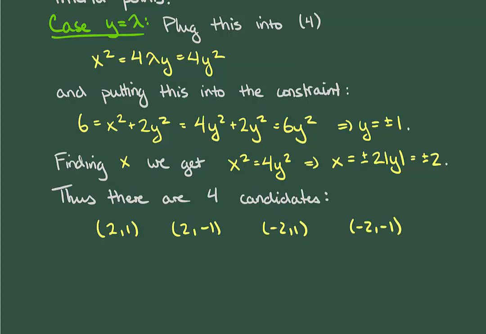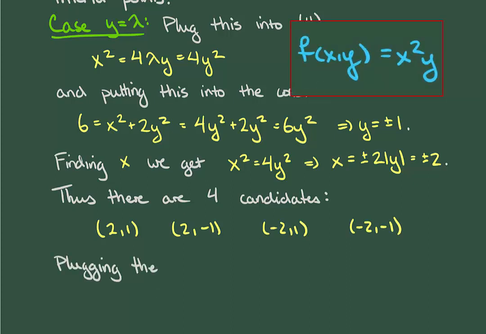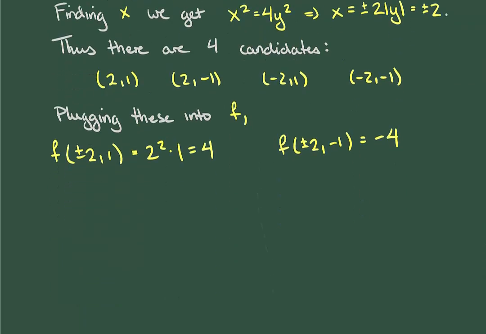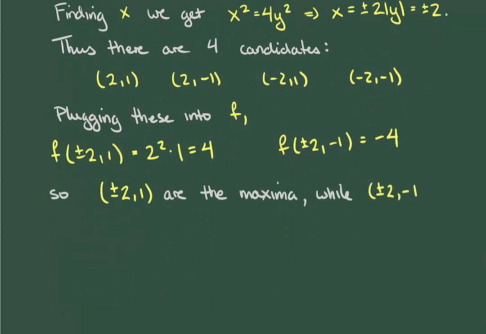Since we don't have a second derivative test on the boundary, we just plug these back into our function f. And we'll exploit the fact that the x squared term here doesn't change sign to make our computations a bit easier. Thus, plus or minus 2, 1 are the global maxima, while plus or minus 2, negative 1 are the global minima.